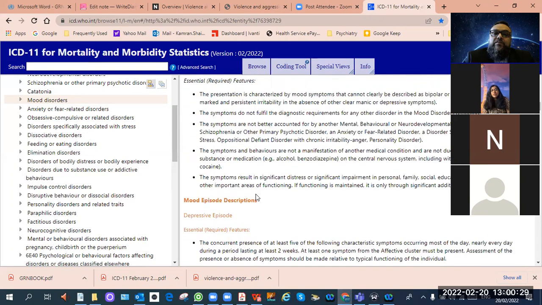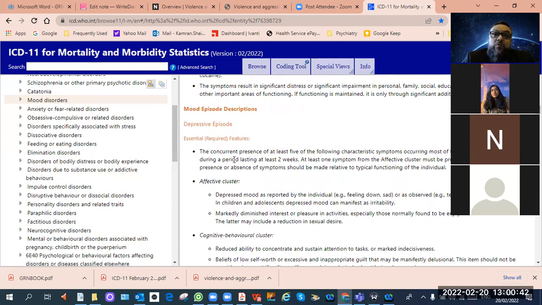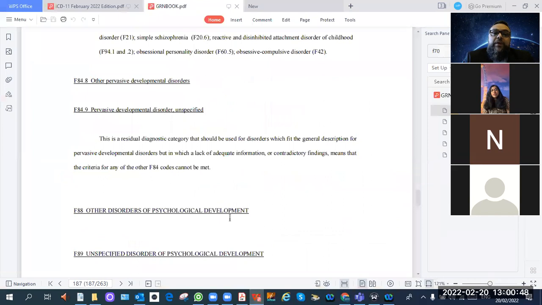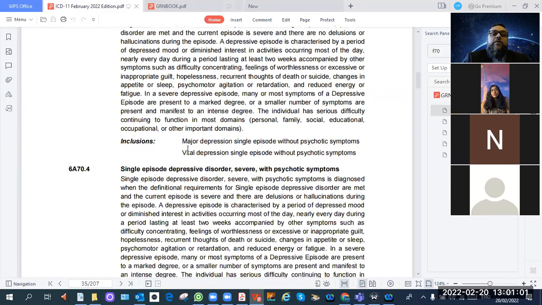So that's what they say, concurrent presence of at least 5 of the following characteristics. So they're making it easier. What I would say is, if you want to really go for the diagnosis, consult the website. This PDF is not enough, because the PDF of this ICD-11 doesn't have the criteria. So if you have to diagnose via criteria, go and search for X6A70.3 and it will give you the diagnostic criteria. ICD-10 was equally good, and this ICD-11 is also very good.